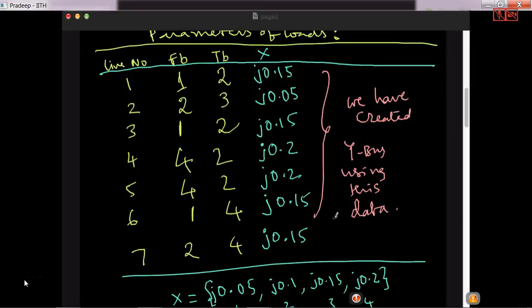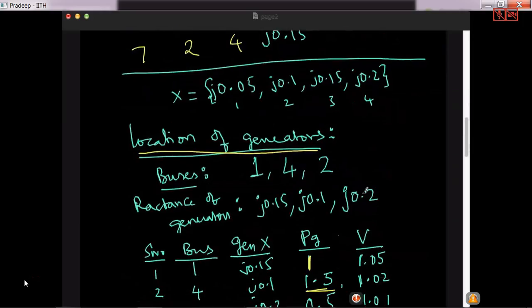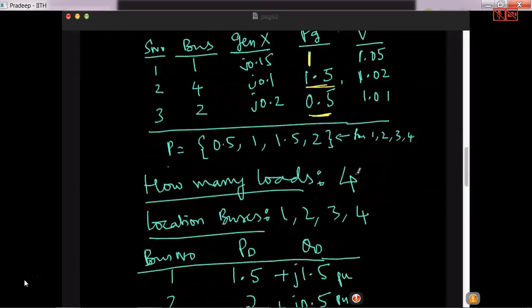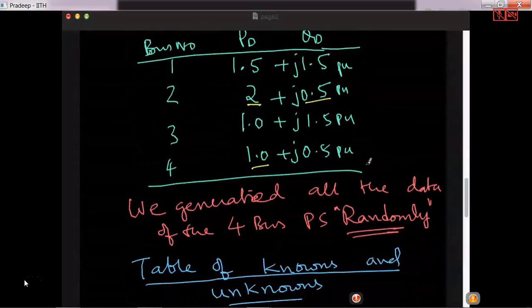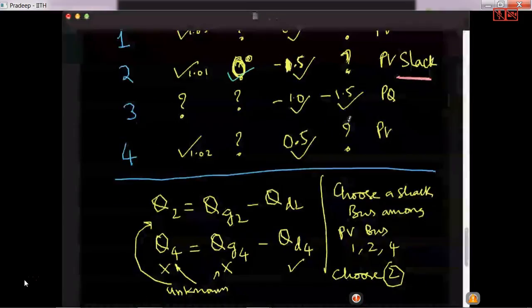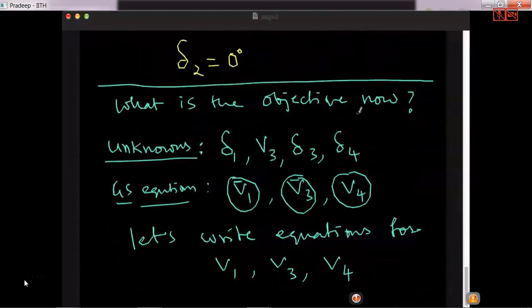So what is the next step once a Y-bus is created? If I go down, I have the generators and I have some values that I already know. In our problem, if you remember, we had selected bus 2 as the slack bus. This was done in the last lecture. So bus 2 means I know V2 and delta 2. But what I don't know is delta 1, V3, delta 3, these are all unknowns.